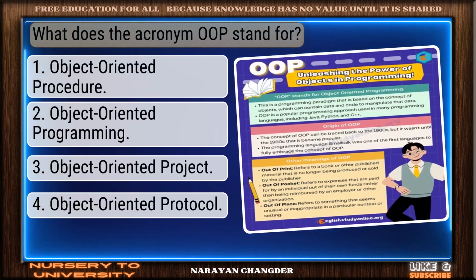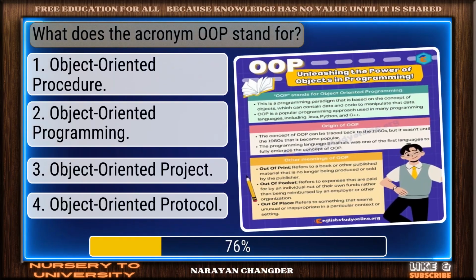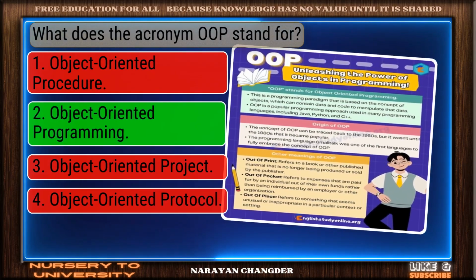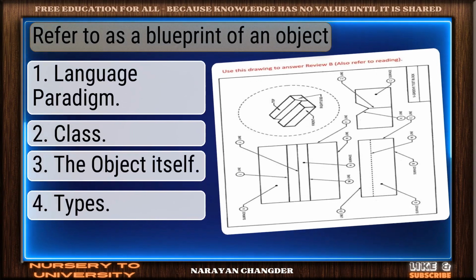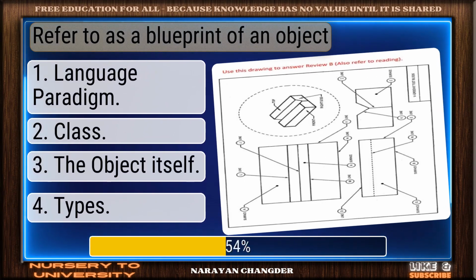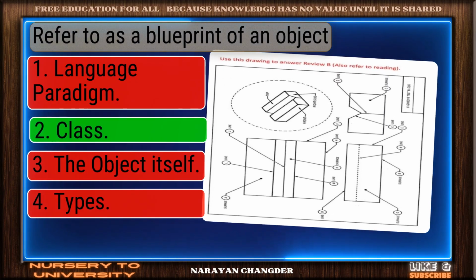Question number 48. What does the acronym OOP stand for? Perfect. Object-oriented programming is the correct choice. Question number 49. Refer to as a blueprint of an object. You got it. Your choice class is right.